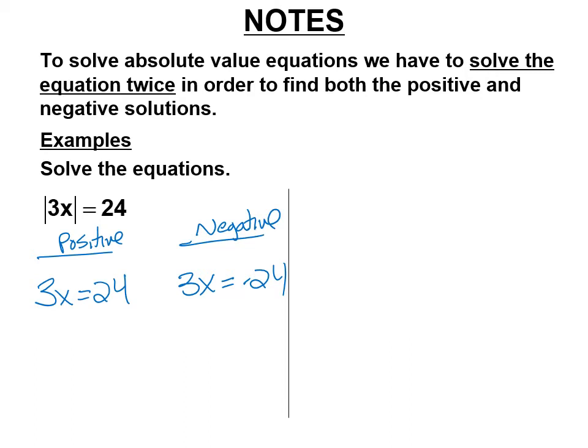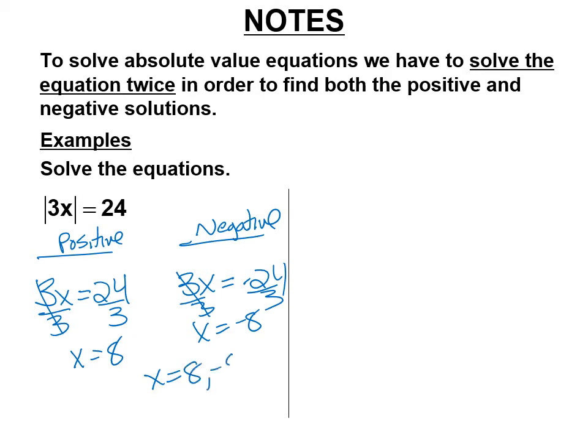And we still have work to do. We have to divide both sides by 3 here. It turns out if you put positive 8 there, it will make it true. 3 times 8 is 24. Absolute value of 24 is 24. We divide both sides by 3 here. We get x equals -8. So both 8 and -8 make this true.